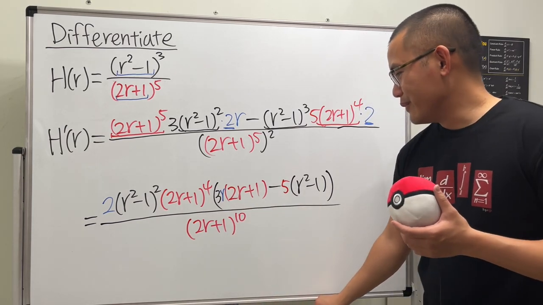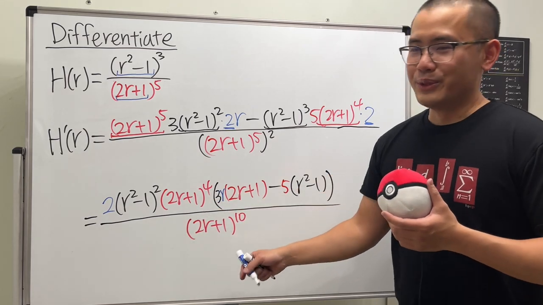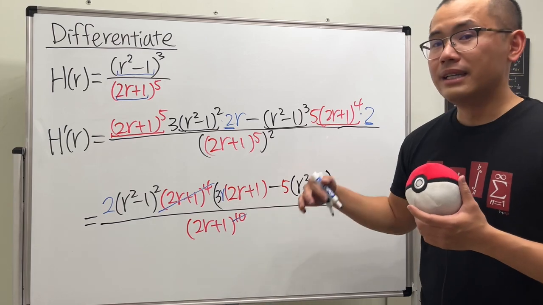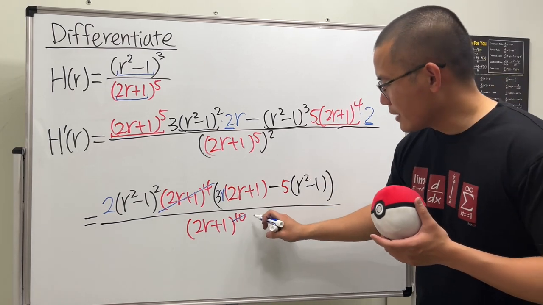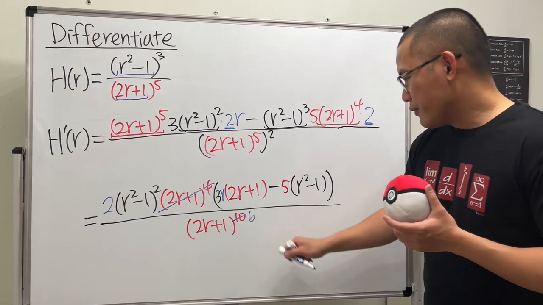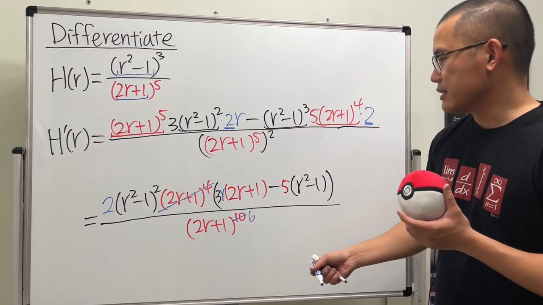Now, let's see what we can do. This and that can reduce, right? So they cancel. And of course, 4 minus 10 is negative 6, and you just keep it down on the bottom. So this right here becomes the 6th power. So that's pretty good.